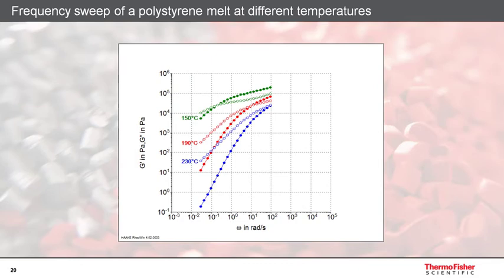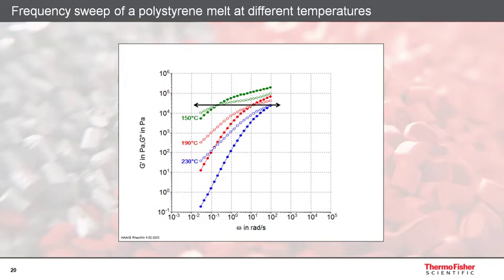In order to extend the measuring range towards higher and lower frequencies, the so-called time-temperature superposition principle can be used. For this, frequency sweeps in the limited frequency range are performed at different temperatures. In this example, the polystyrene melt was tested at 150, 190 and 230 degrees C. One of these temperatures is now selected as a reference temperature, and the data obtained at the other temperatures can be shifted towards the reference curve.